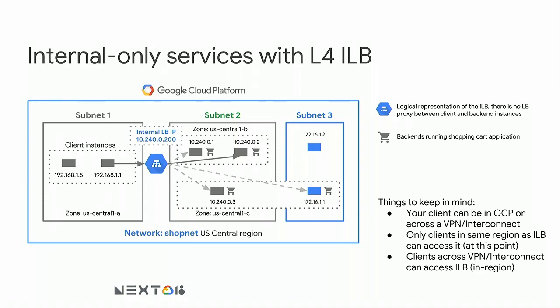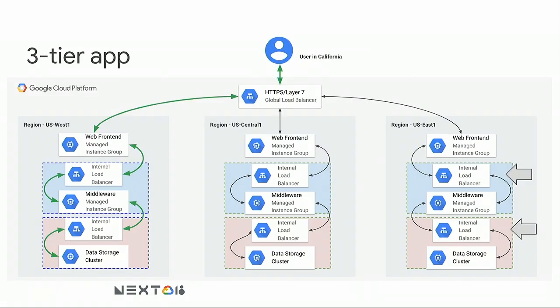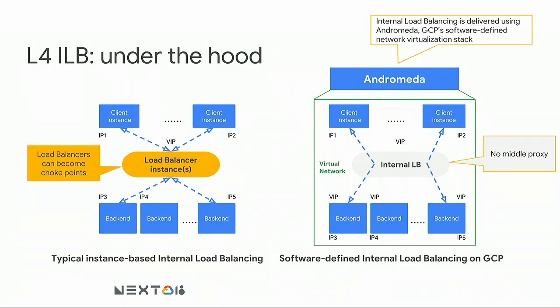You can see a very traditional internal load balancer where you've got a client in RFC 1918 space, a load balancer VIP in RFC 1918 space, and a backend. This is also a traditional 3-tier app where the first tier is essentially public-facing, and then the internal load balancer is used for the rest of the tiers. The most interesting bit about the internal load balancer is that there is really no internal load balancer. Between your clients and your backends, there is no middle proxy sitting and doing load balancing.